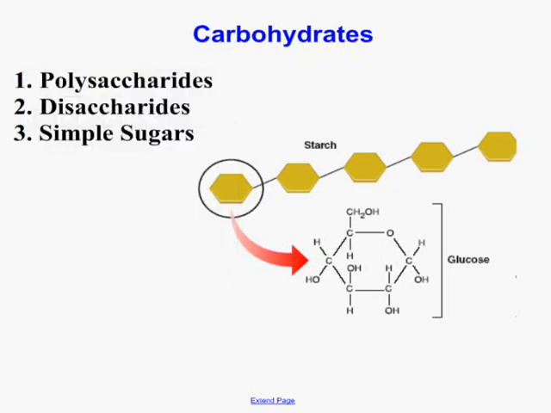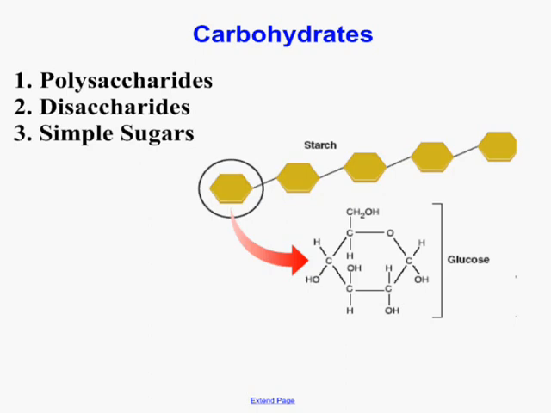So we're going to begin our discussion now of the four major macromolecule groups that make up biological compounds. They're going to be nucleic acids, lipids, proteins, and today we're going to talk about carbohydrates. They're all based on carbon, hydrogen, and oxygen. Carbohydrates is what we call sugars, but there's various levels of sugars.